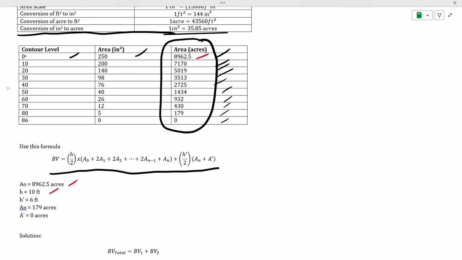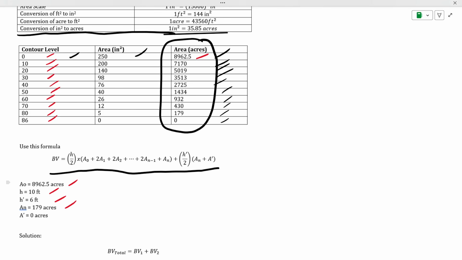Why? As you can see, each contour level increases by 10. So we have 0 and then 10, then 20, 30, 40, 50, 60, 70, 80. And between 80 and 86, the thickness is 6, right? So that will be the h prime. H prime is equivalent to 6 feet. Next, the A sub n corresponds to 179 acres.